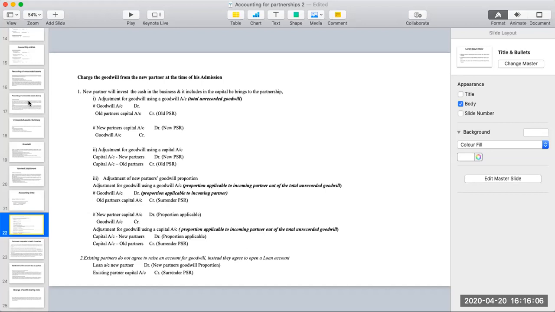The new partner's capital account is debited according to the proportion only. That means, let's say, the business was sharing profits 2 to 3, and the new partner is coming for a profit share of 1/4. Then the new partner's capital account is debited only by that 1/4 amount. Right? Okay.